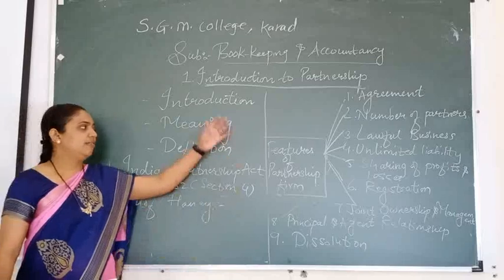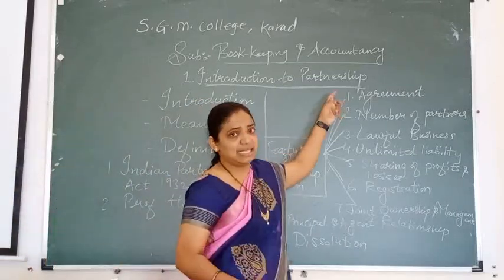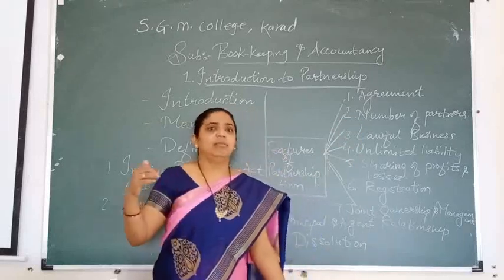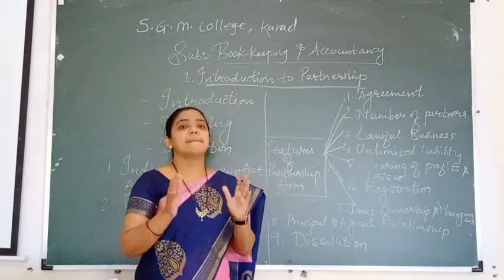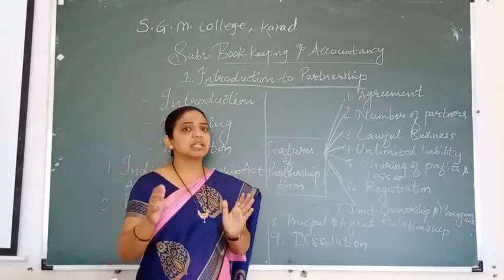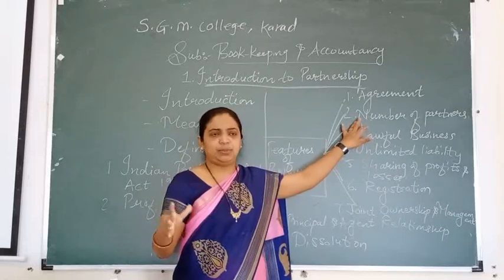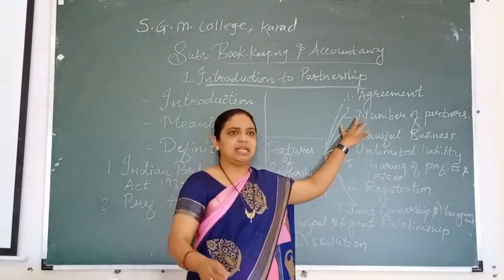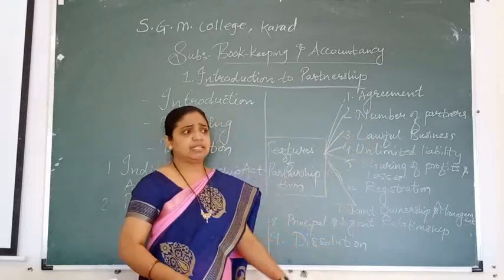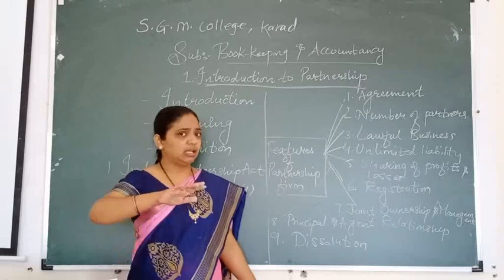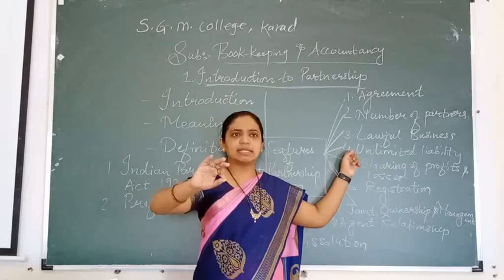Then we have seen the features of the partnership form in detail. The first one is the agreement. The agreement may be oral or written. When a written agreement is there, you say it is a partnership deed, in which the terms and conditions are set out. The number of partners is minimum 2, maximum 50, under the Companies Act 2013, Amendment Act 2014. Then lawful business: the business is always done in a lawful way, illegal business is not allowed. The liability of the partners is unlimited, joint and several.